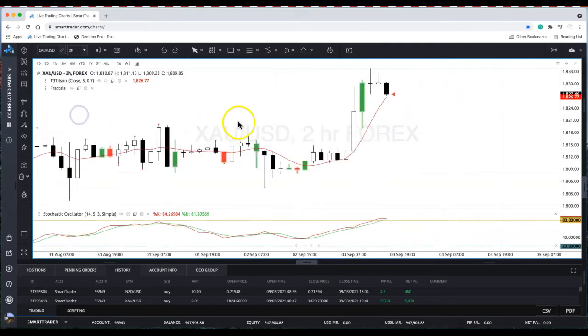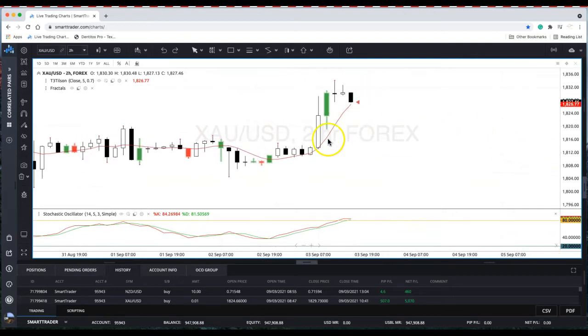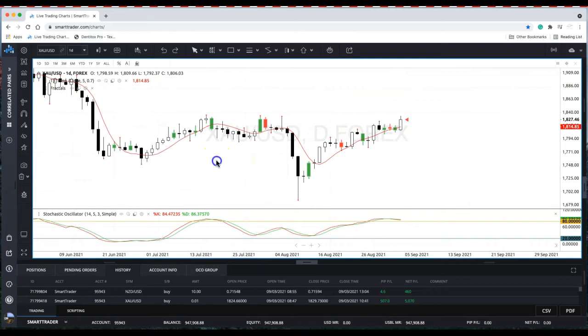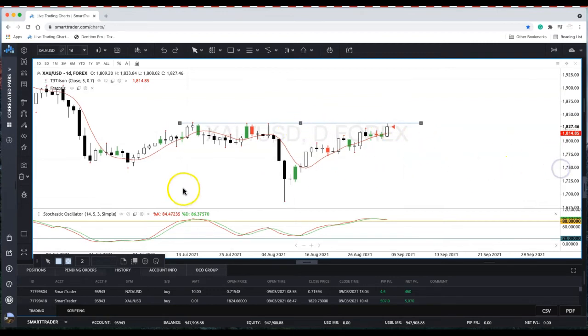Let's look at gold, because I saw a good opportunity on gold, and I did take it on one of the accounts. Notice what's happening here. We have a resistance level, and where is that resistance level? But if we look at a daily chart, the resistance is a previous resistance all the way up here at 1833, 1834 level.